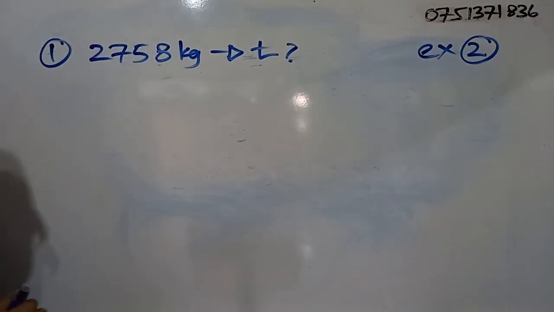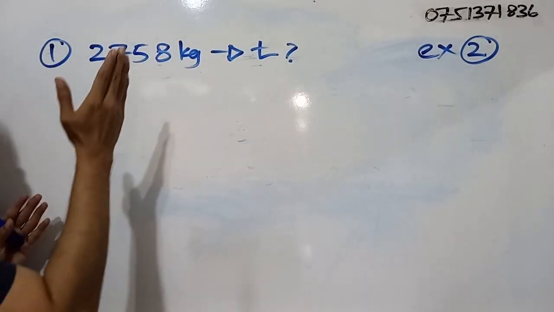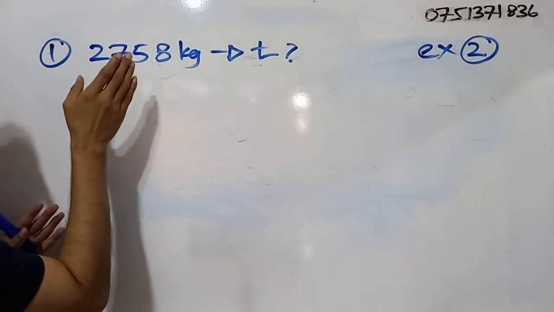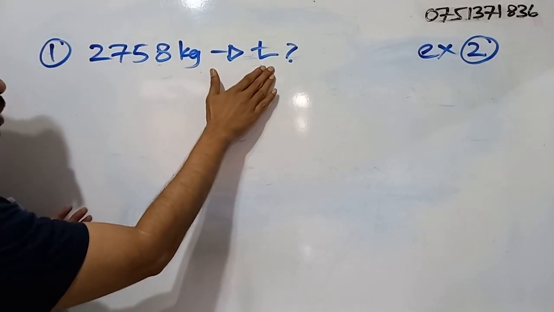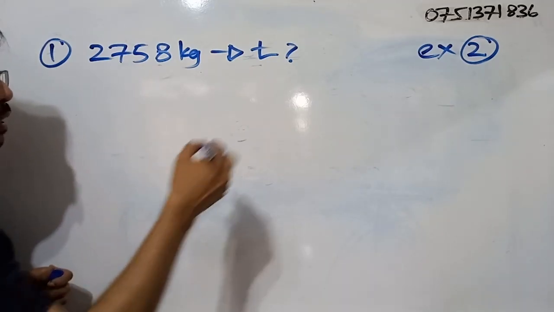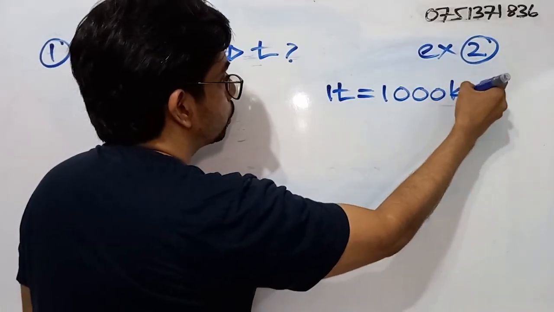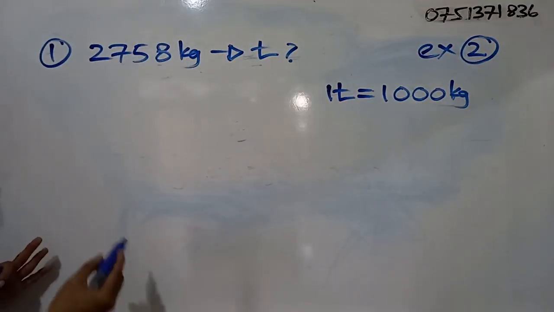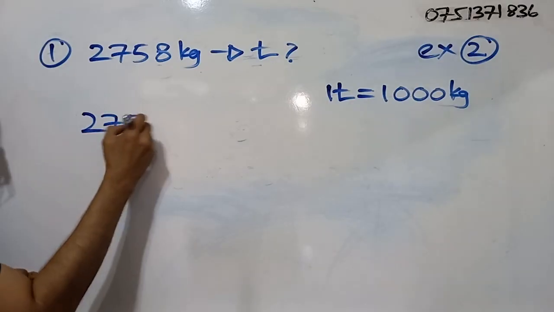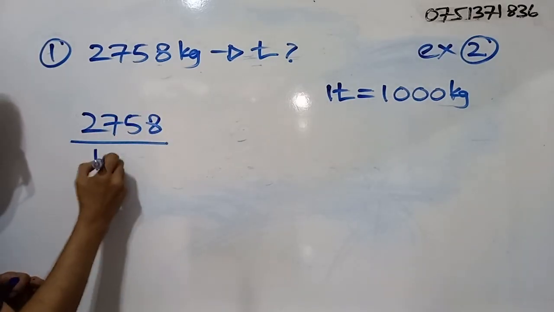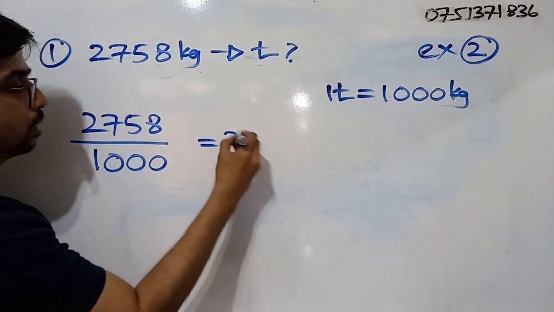So you have to remember these. Right. Exercise 2, under that part 1, what do we have? We have 2758 kilograms that we need to convert into tons. So we know 1 ton is equal to 1000 kilograms. So what do we have to do? 2758, we have to divide by 1000. So what will be the answer?